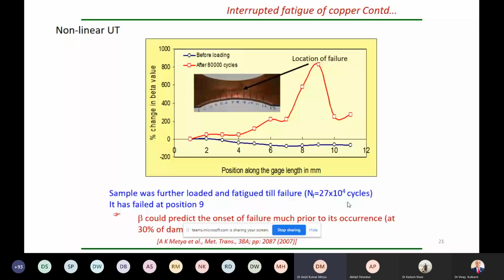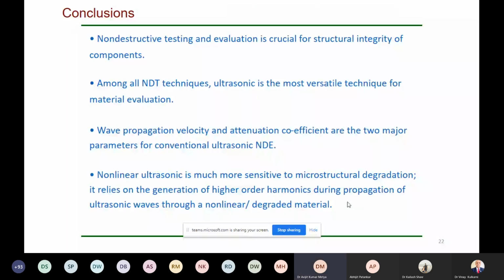So finally, I can conclude that non-destructive testing and evaluation is very, very crucial for structural integrity of components. Among all NDT techniques, ultrasonic is the most versatile technique for material evaluation. Wave propagation velocity and attenuation coefficient are the two major parameters for conventional ultrasonic NDT. But nonlinear ultrasonic is very, very sensitive to microstructural degradation much prior to failure. And the signature of harmonic generation is basically the generation of higher order harmonics.